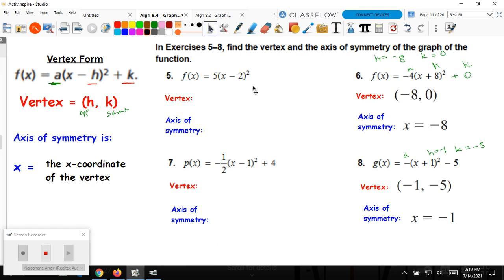All right, so you're checking your answer for number 5. So your H would be positive 2, your K would be 0. You should have a 2, 0. H is positive 2, K is 0. Axis of symmetry would be x equals the number 2. X equals the H number. So x equals number 2. You might want to write that down here as well. You can say axis of symmetry is x equals the H.